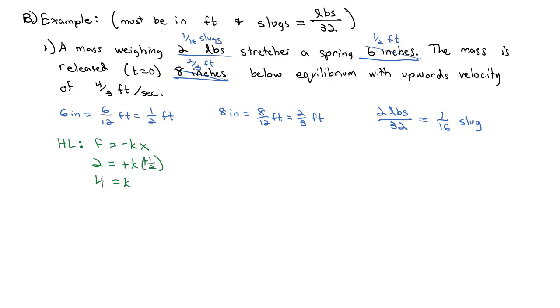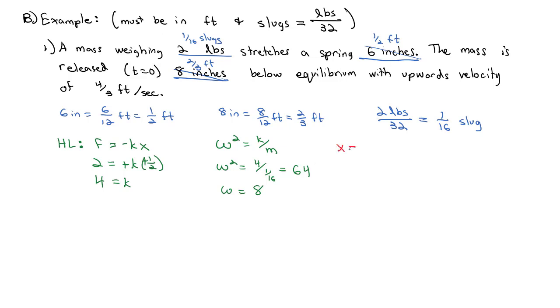The other piece of information we want is we need to know what omega is to plug it into our equation. We said omega squared was the constant divided by the mass. We just found the constant is 4, and the mass is 1/16 slugs. Multiplying by the reciprocal, omega squared is 64, so omega must be 8.